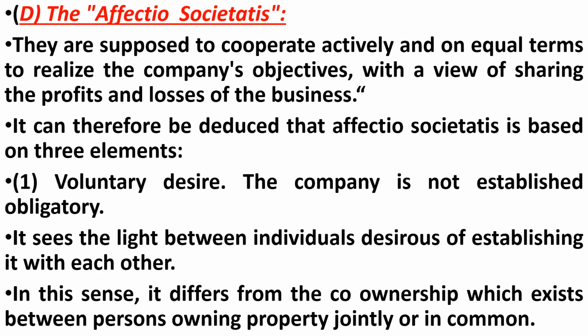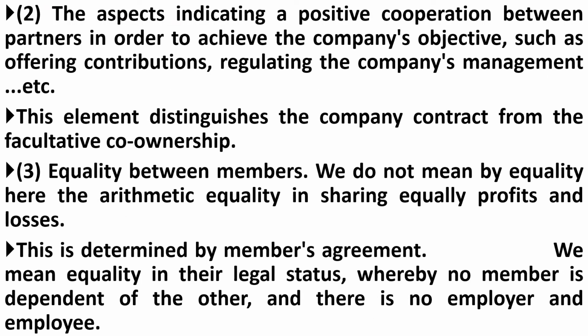The fourth of the specific elements of the company contract is the intention of partnership, affectio societatis. It means that all the members cooperate actively and on equal terms to realize the company's objectives. This is the principle. It depends on voluntary desire. The company is not established obligatorily, and it shows aspects indicating positive cooperation between partners and equality between all members and partners.